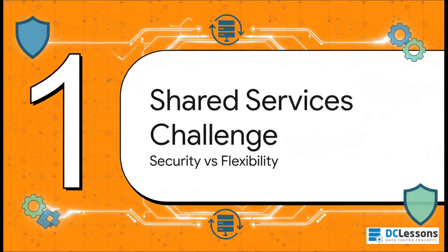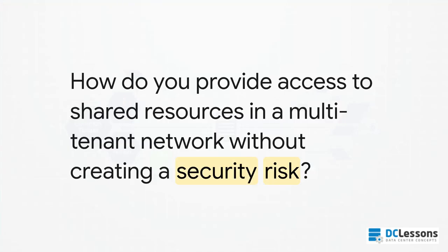All right, let's start with that central conflict. Imagine your ACI fabric is like a high-security apartment building. You've got different tenants, maybe they're different departments or even different companies, and they all have their own secure apartments. But they all need to use the same laundry room or the same gym. How do you give them access without letting them wander into each other's apartments? That's the challenge.